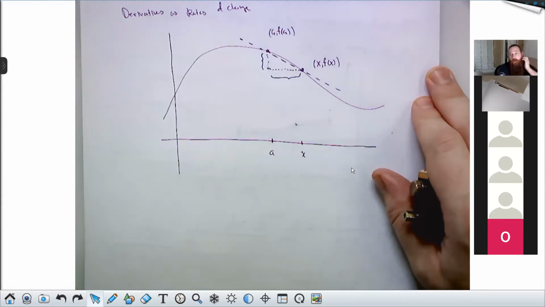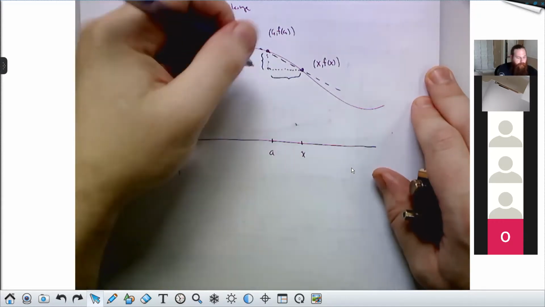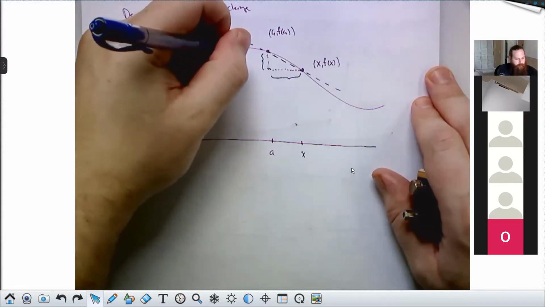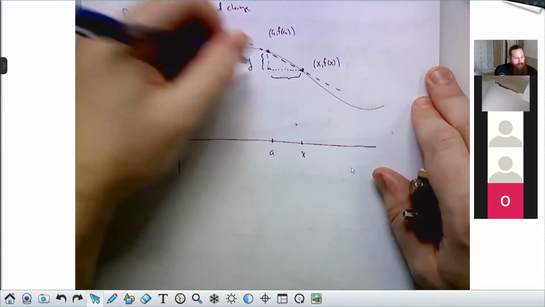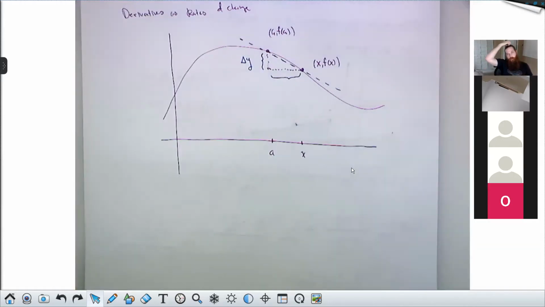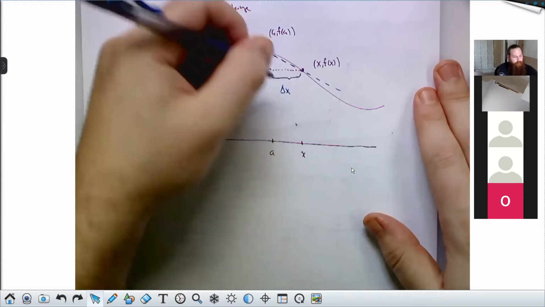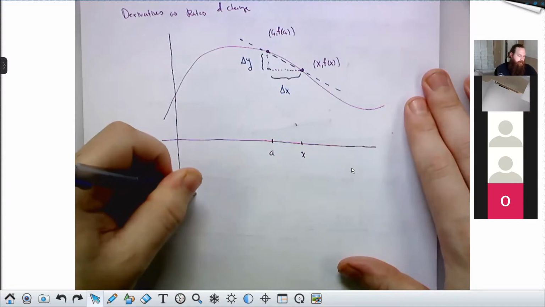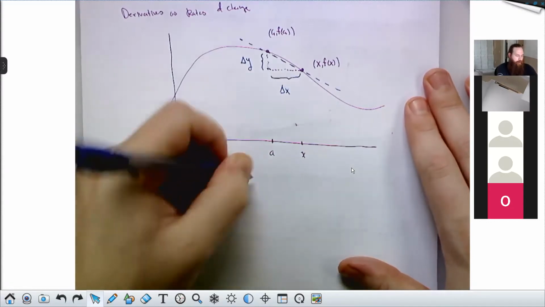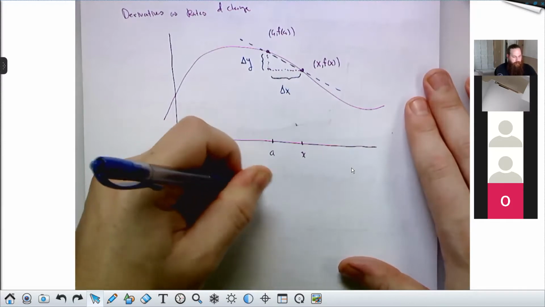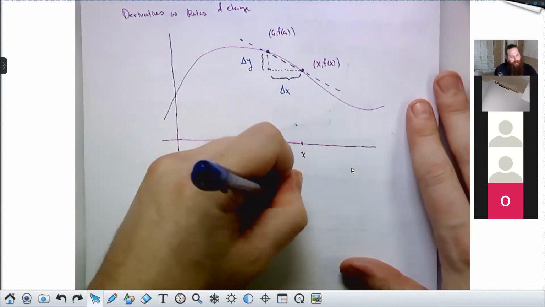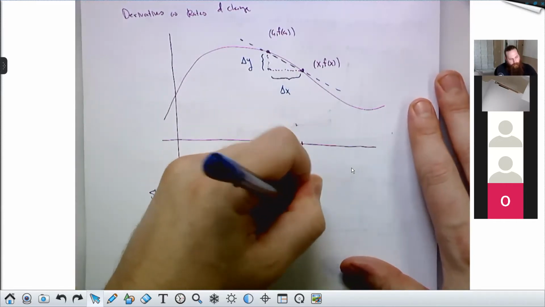There's sometimes a special name given to the rise and to the run. This rise is a change in y values, and in mathematics, the symbol we use for change is delta. So that rise we sometimes call delta y, and this run we call delta x. So the slope of the secant line, which you know is f of x minus f of a over x minus a, or y2 minus y1 over x2 minus x1, can also be thought of as delta y over delta x.